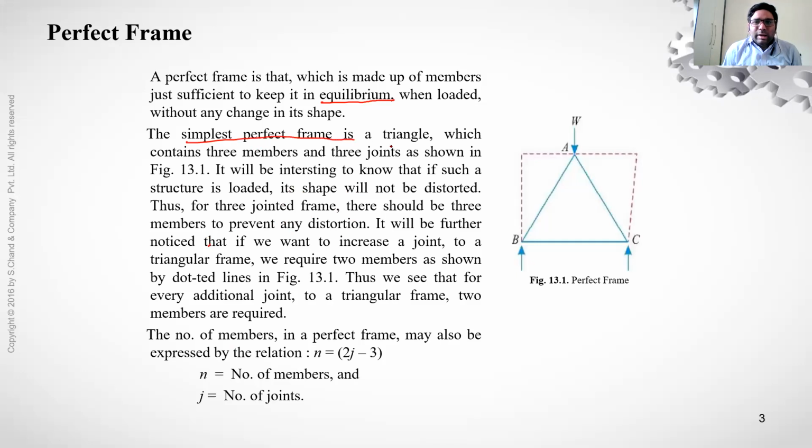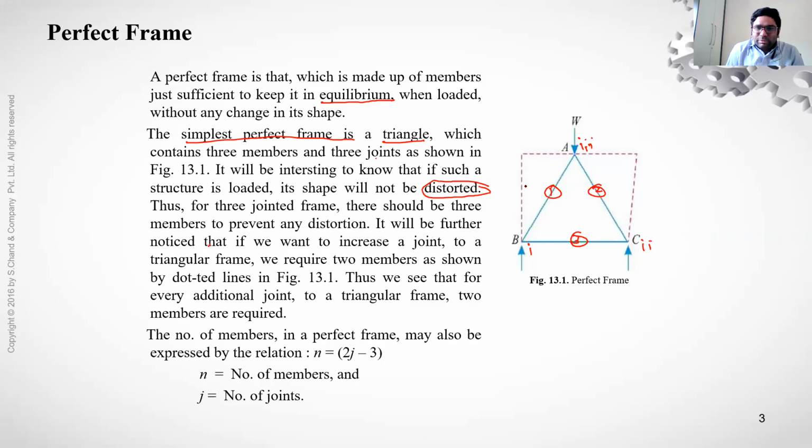And the simplest perfect frame is a triangle which contains three members and three joints. So this is member 1, member 2, member 3. Joint 1, joint 2, joint 3. So three members and three joints. Now if this is subjected to any load, it should not deflect or distort. So in order to ensure that a perfect frame is not deflecting from its original position, there should be minimum three members and minimum three joints.